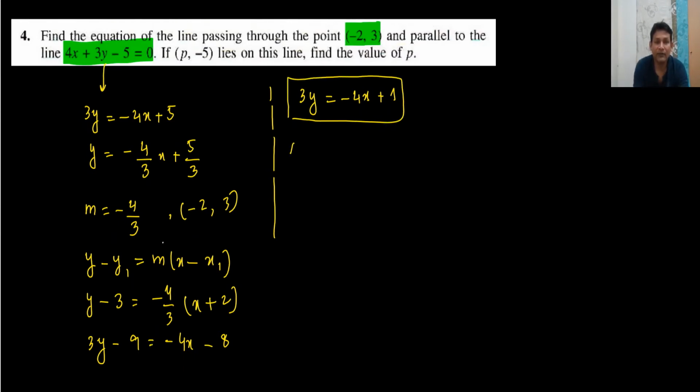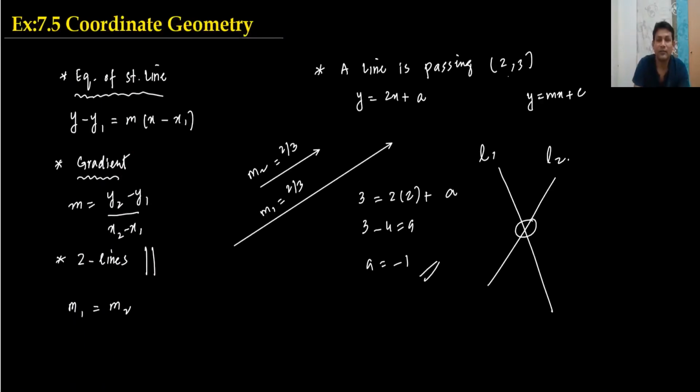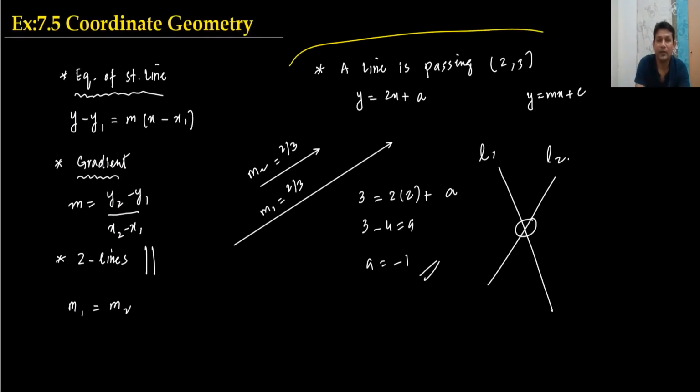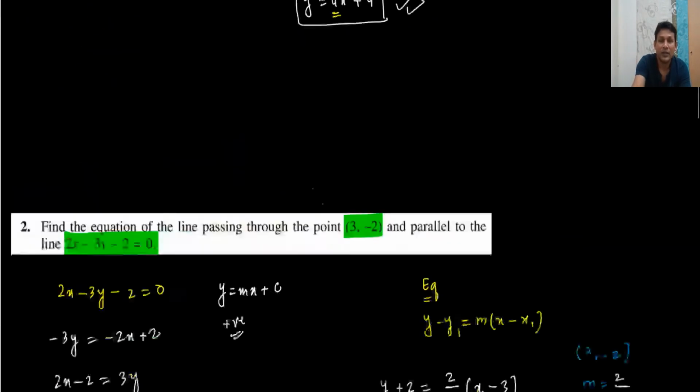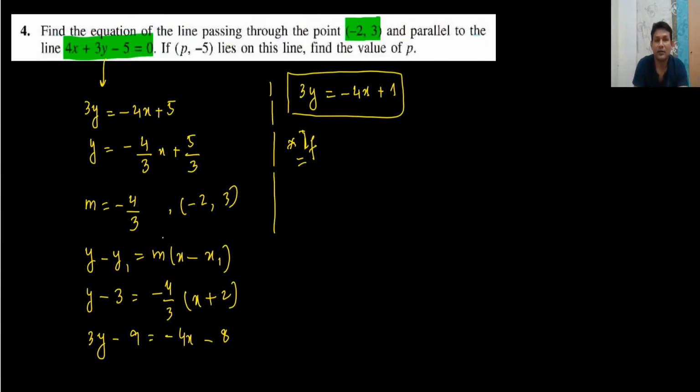Second part: if p, minus 5 lies on the same line, find the value of p. I discussed this in the beginning. You can check, I told you when a line is passing through a point, just put the value. This is a very important point. So let's consider the same thing. This equation is also passing through p and minus 5.